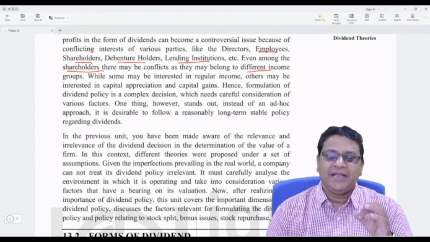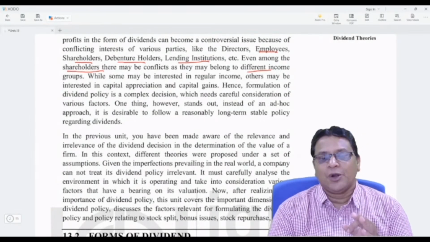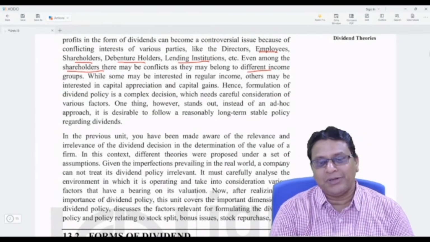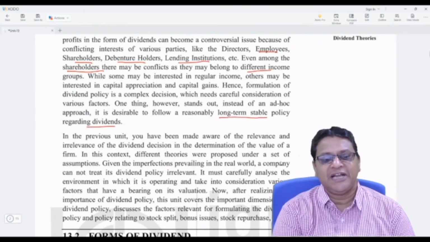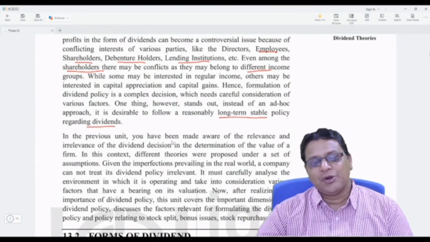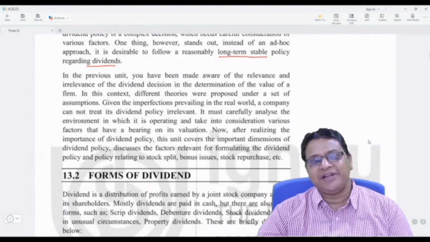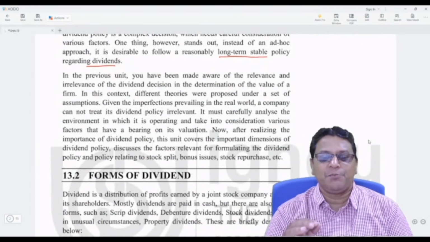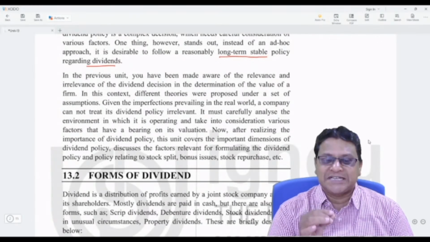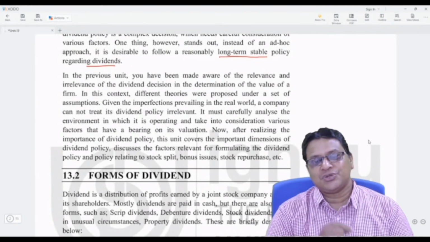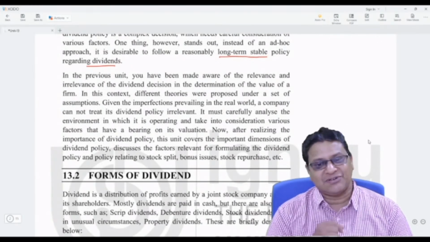So a company must have a long-term stable policy regarding dividend decisions. It must have a long-term policy regarding dividend decision. Its dividend policy must be a stable one. So this is regarding dividend decisions.